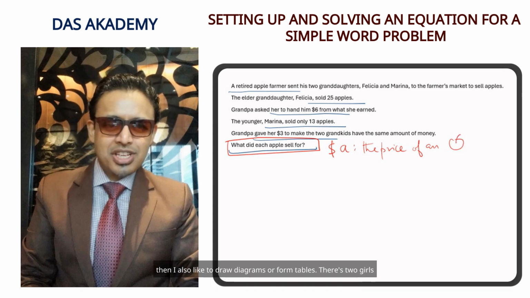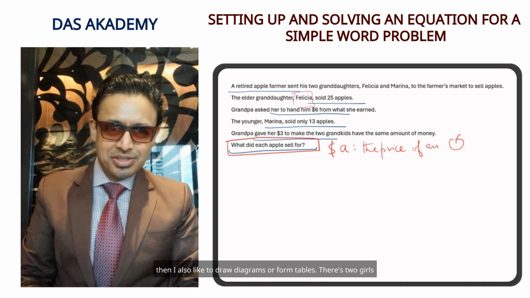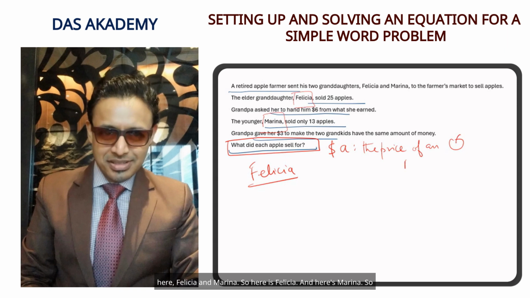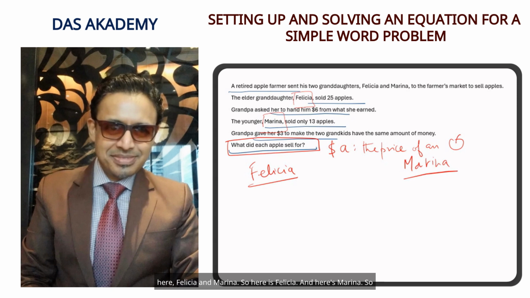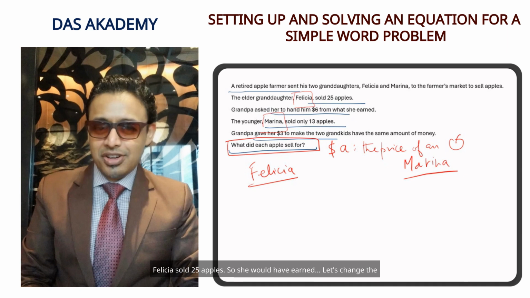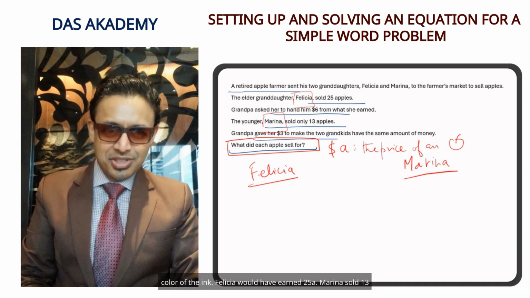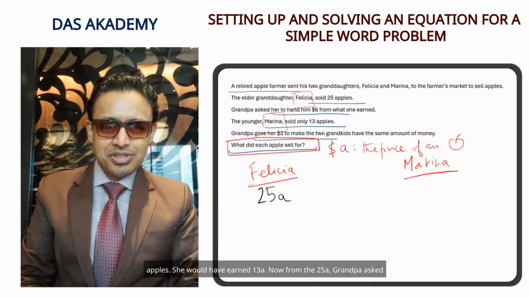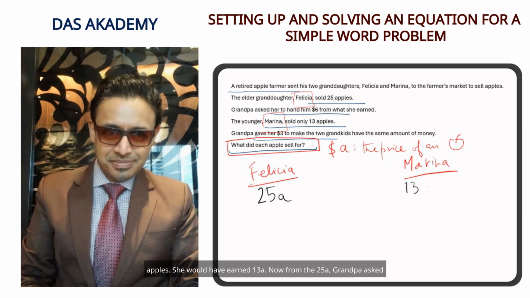And then I also like to draw diagrams or form tables. There's two girls here, Felicia and Marina. So here is Felicia, and here's Marina. Felicia sold 25 apples, so she would have earned, let's change the color of the ink, Felicia would have earned 25A. Marina sold 13 apples. She would have earned 13A.